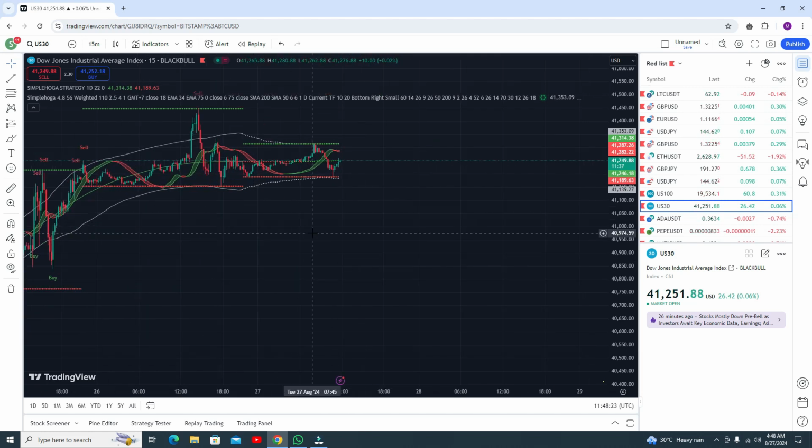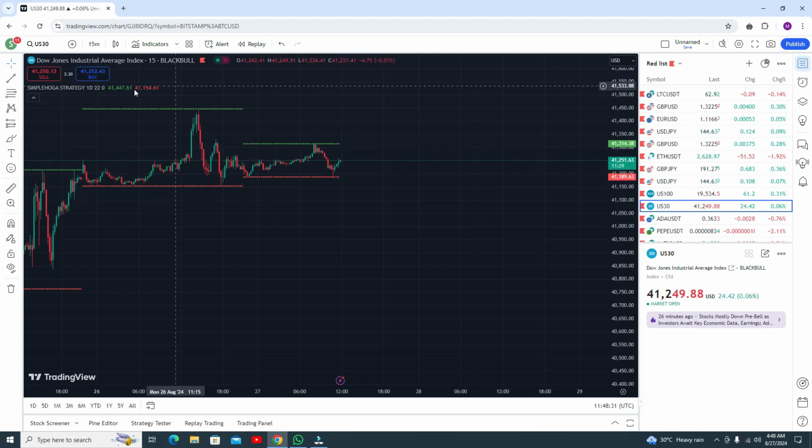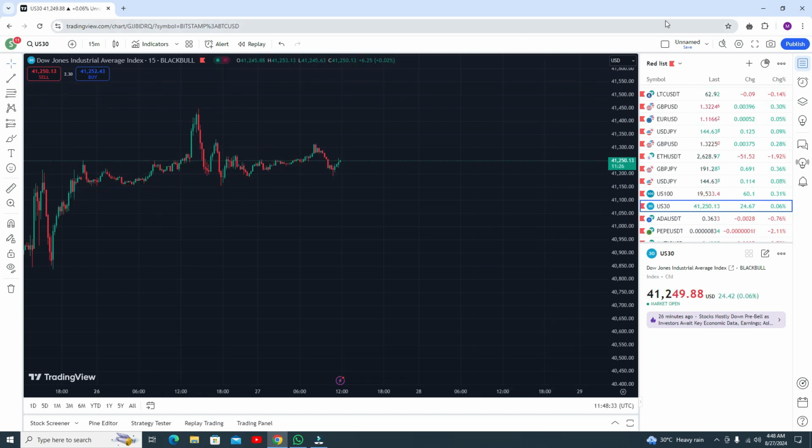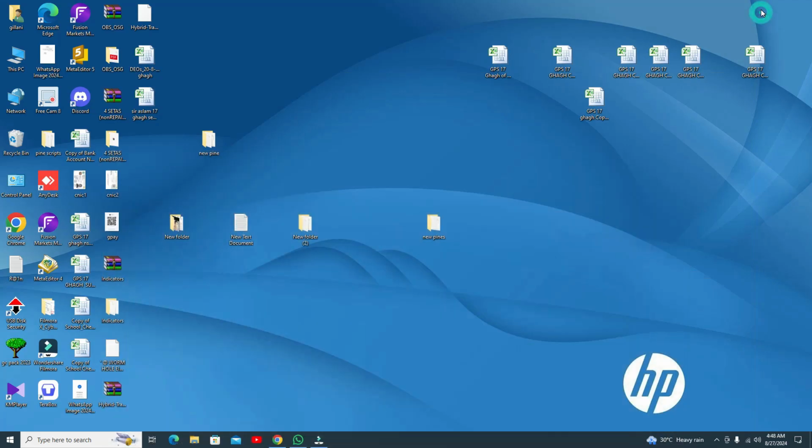Okay, and how you can get the strategy, and how you can add the indicators. So first I need to remove them. Okay, and then I need to add indicators. So go to the settings here. These are my Pine Script here.